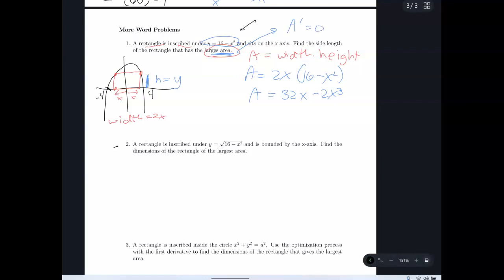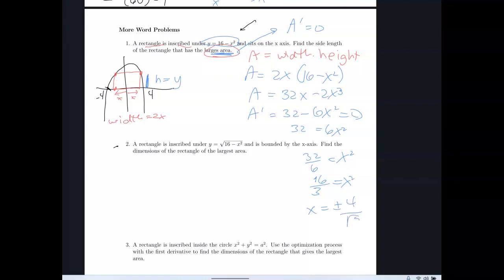Before you take the derivative, since we want the largest area, you know you need to take the derivative of the area and set it equal to 0. So A prime will give you 32 minus 6x squared. Set that equal to 0. And you get 32 is 6x squared. And then divide through, you get 32 divided by 6 is x squared. So that's the same as saying 16 divided by 3 is x squared. So x will equal plus and minus 4 over root 3.